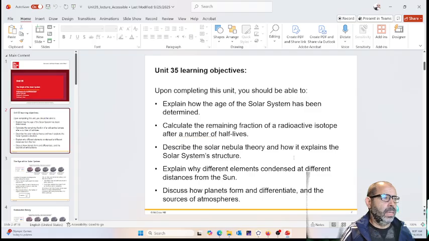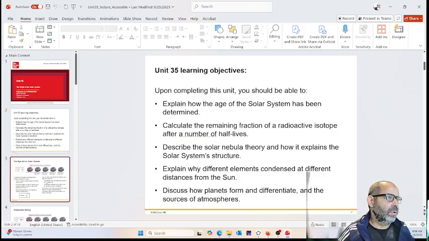And explain the different elements condensed at different temperatures. So that explains actually how the solar system formed. Why the inner planets are rocky. Why the outer planets, for example, are gas. Okay. And then discuss how planets form and differentiate. Also, that gives me an idea of the inner structure. Again, most of these things were hinted in Unit 34.